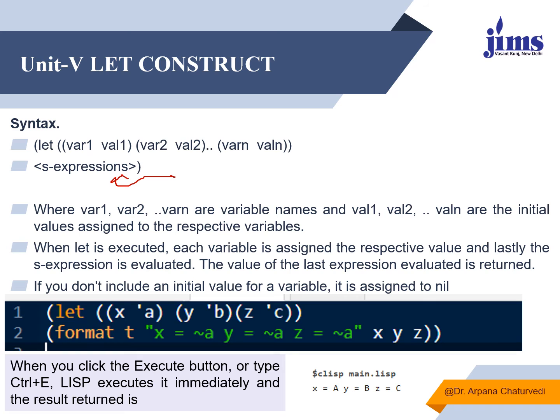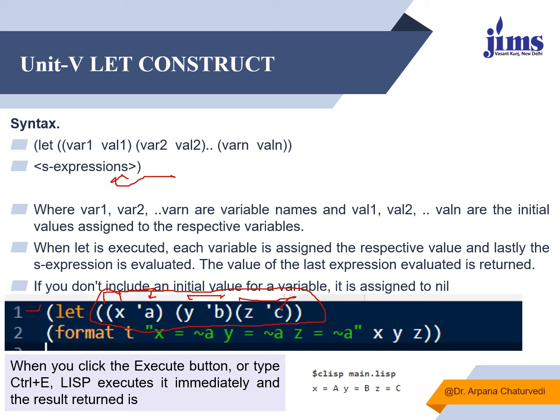Fine. So here you see what I am doing: to x I am initializing the value a, to y b, to z c. These are the innermost brackets. The outermost bracket says that this entire parenthesis is used to declare three different variables with three different values. And then this let is still open. Here I am going to display the output.